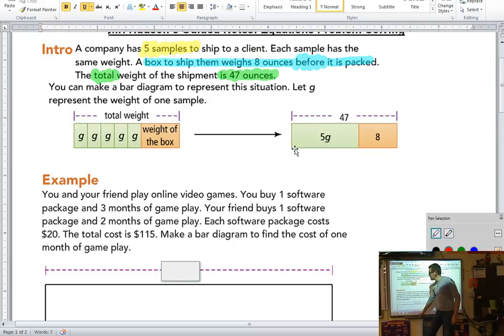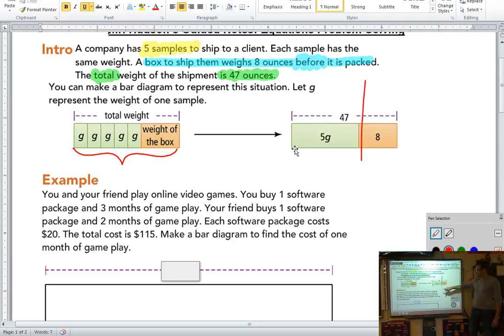So this is where I use that weird little symbol where I do this. But we know that our total weight is 47. We know that these 5 samples all have a same weight that we can use some variable for. And we know the box itself weighs 8. What could I do to essentially chop off that section? What could I do to chop off this section to the right of the red line? Andrew? You could just subtract 8 from 47. Yeah.